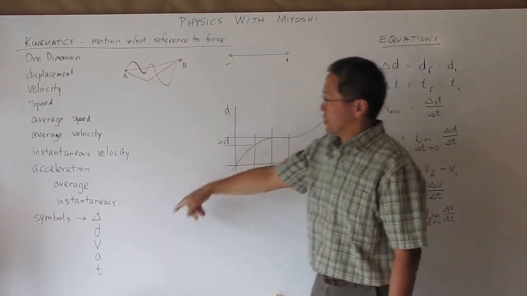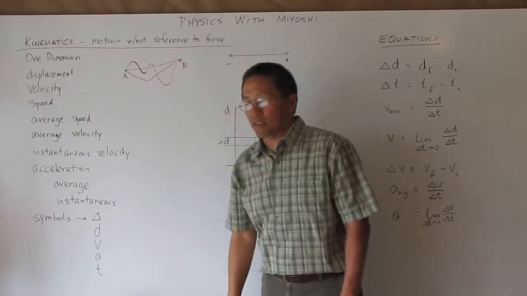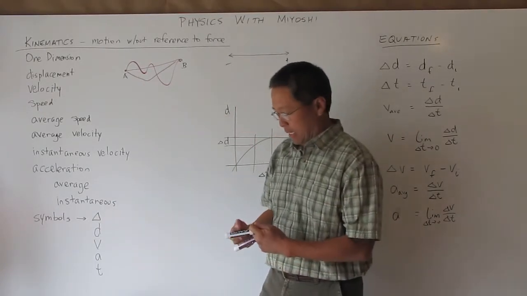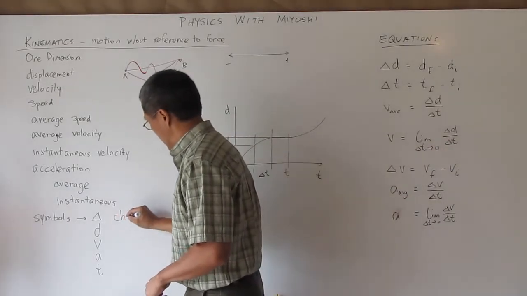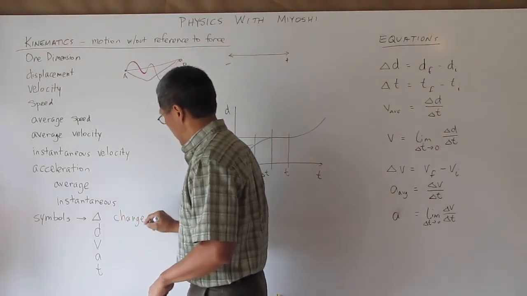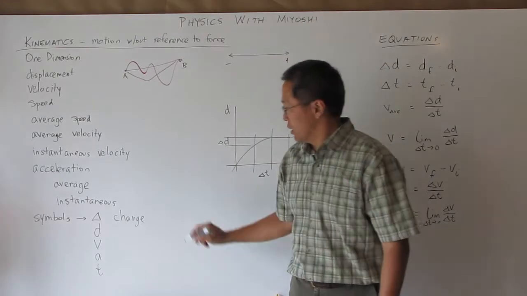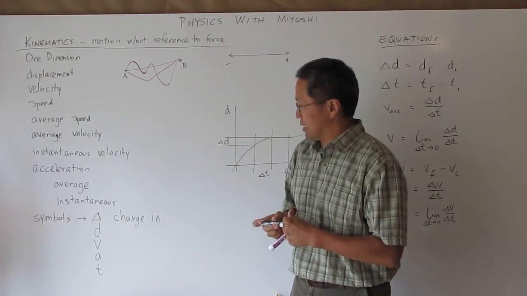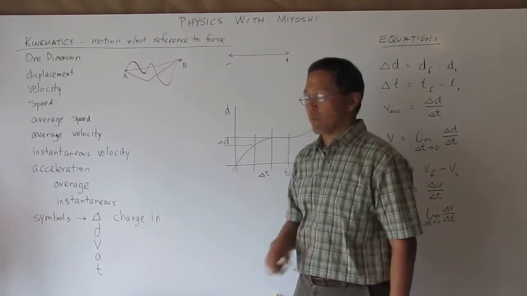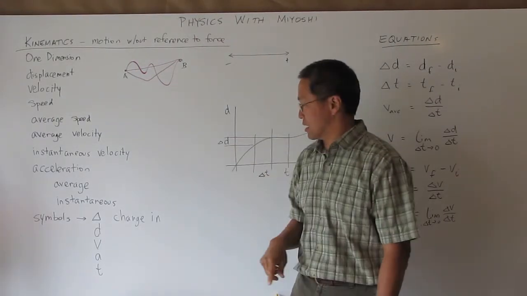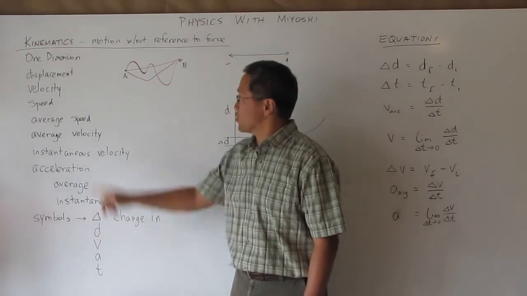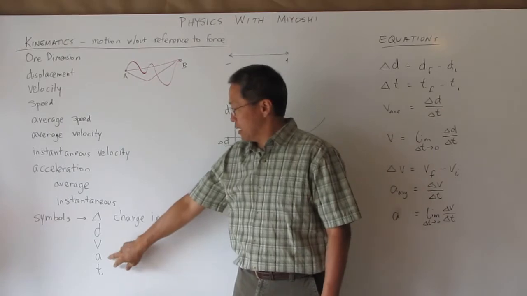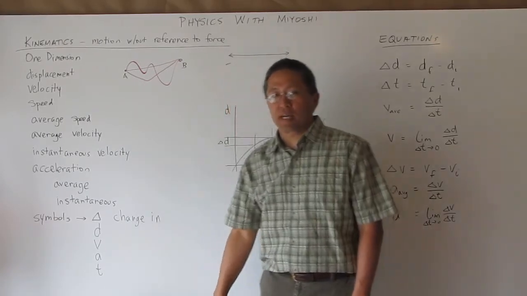And then there are some symbols that you should be aware of. This is the Greek letter delta. It means change in whatever comes after it. So if we have delta t, that's change in time. If we have delta d, that's change in distance or displacement. D is normally used for displacement, v normally for velocity and speed, a for acceleration, and t for time.